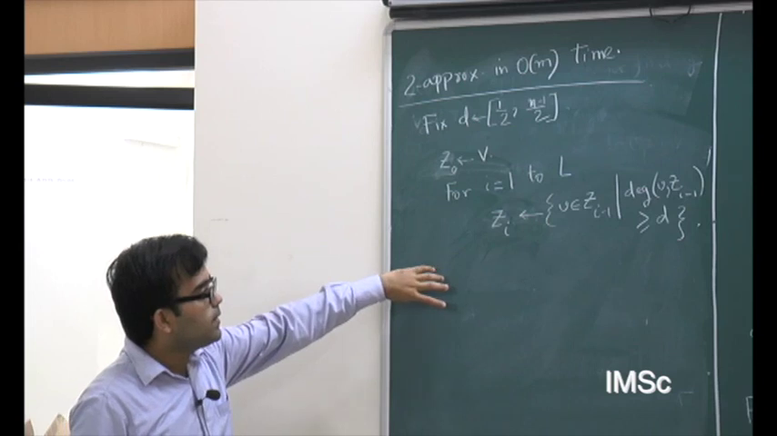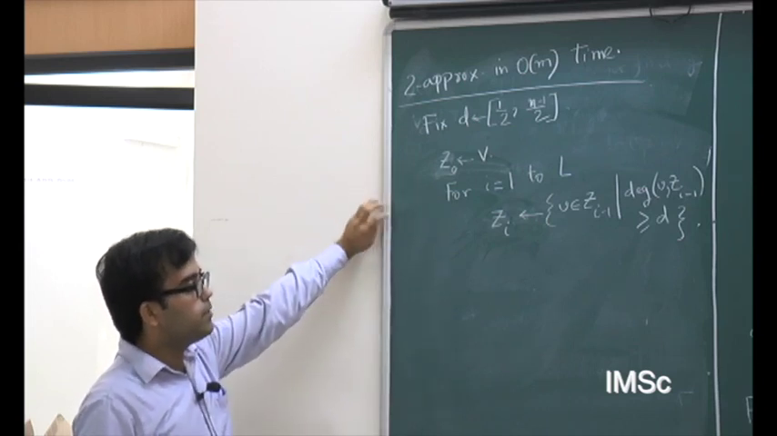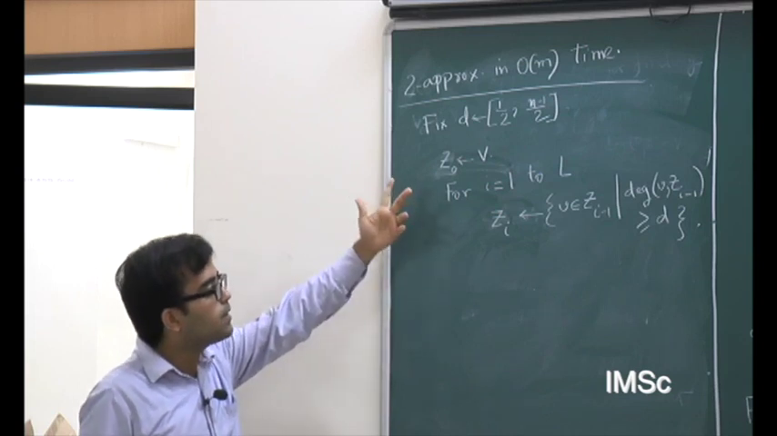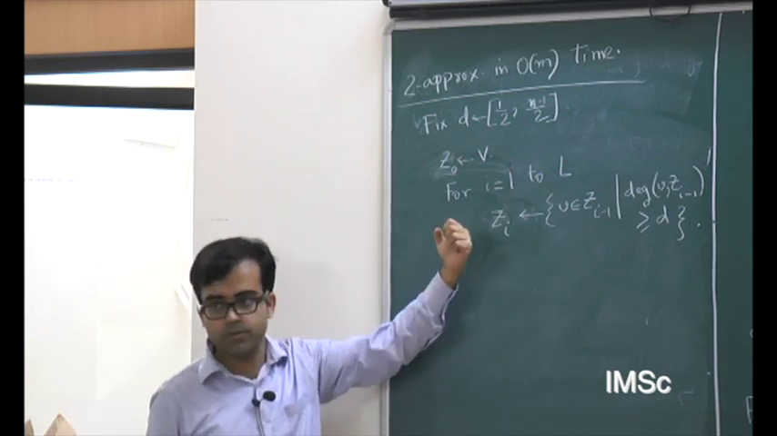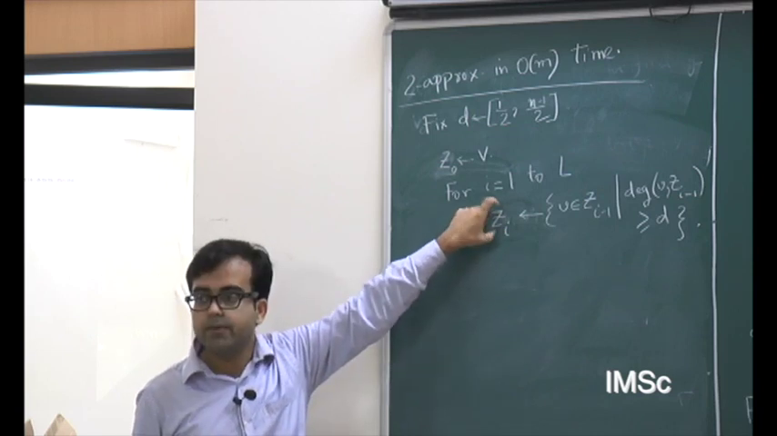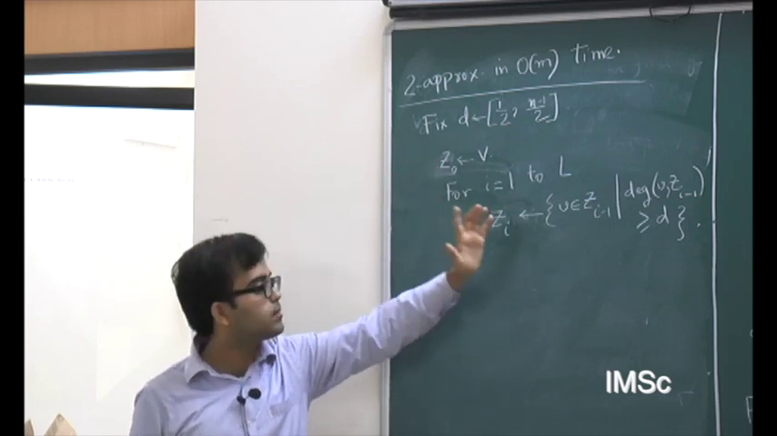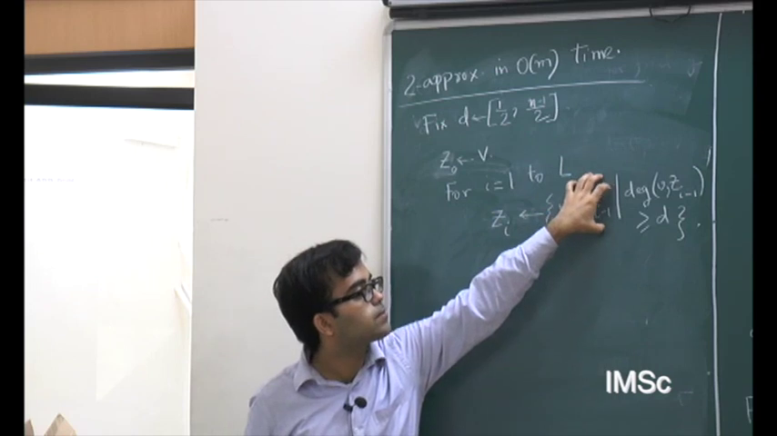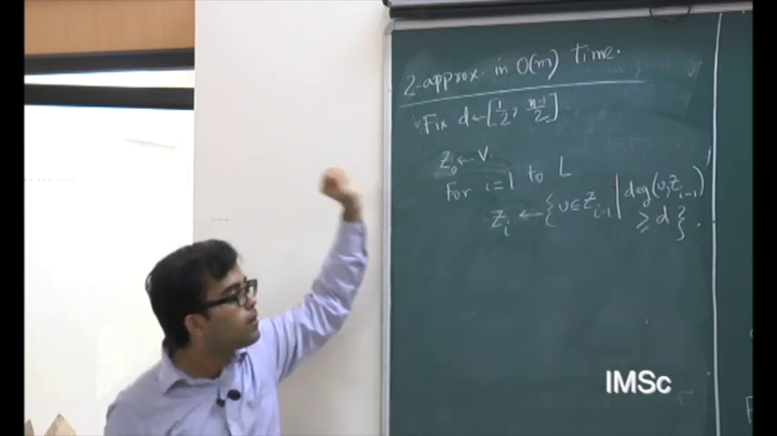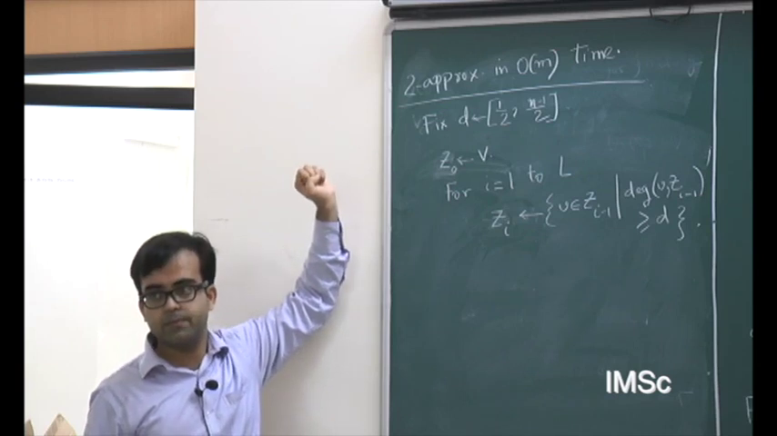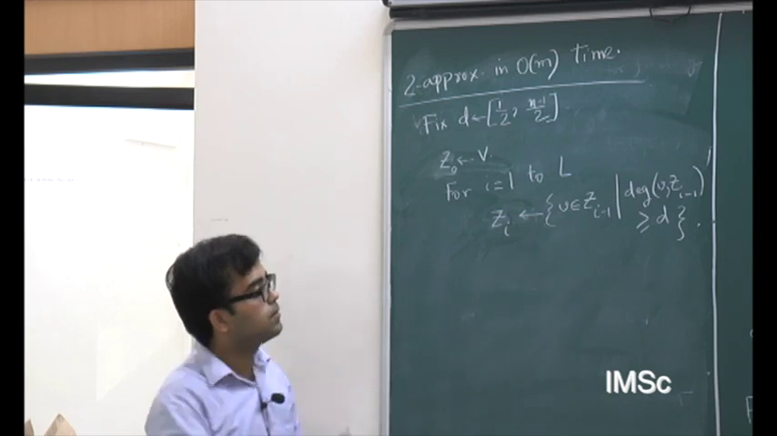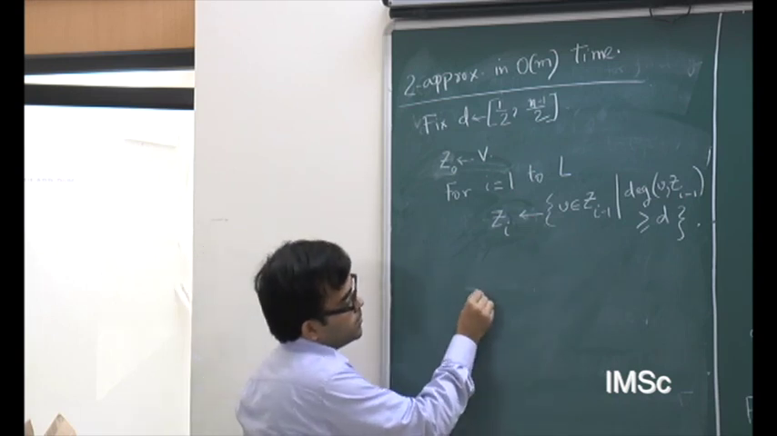Clear? So basically the only difference between the previous algorithm and this one is that in the previous algorithm you were peeling out the minimum degree node. Zi was just a single node. You have this graph Zi minus 1, just pick the node with minimum degree. Here we are peeling out a bunch of nodes. Okay? So what are the nodes that are being peeled out? The nodes that are being peeled out are this set.